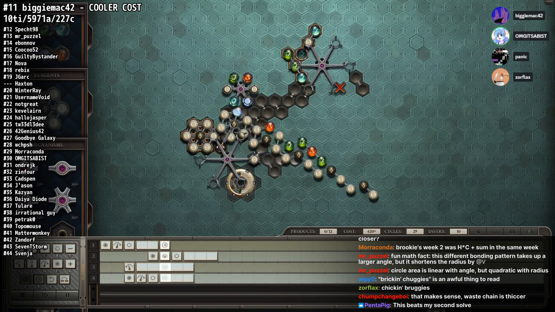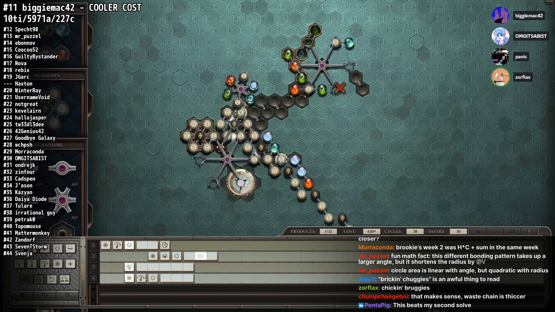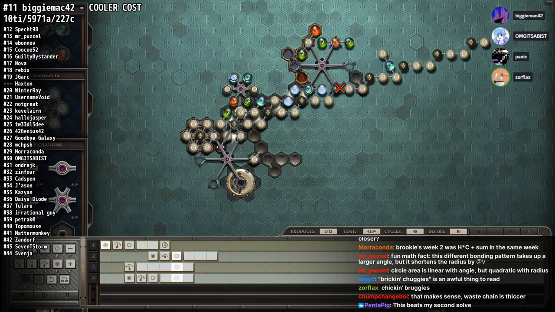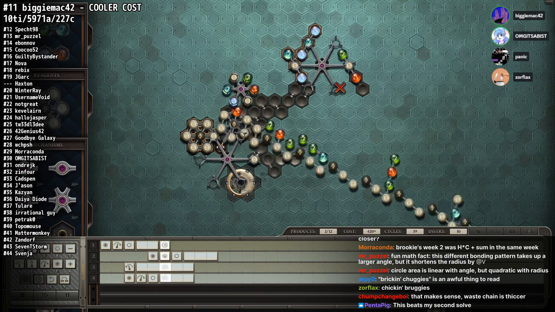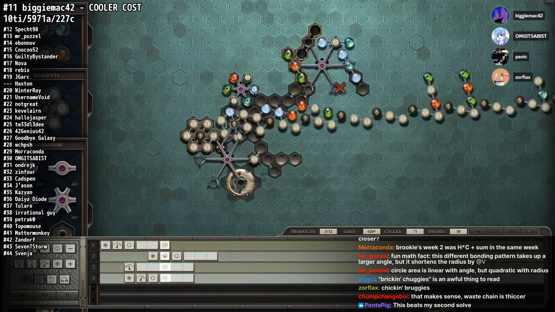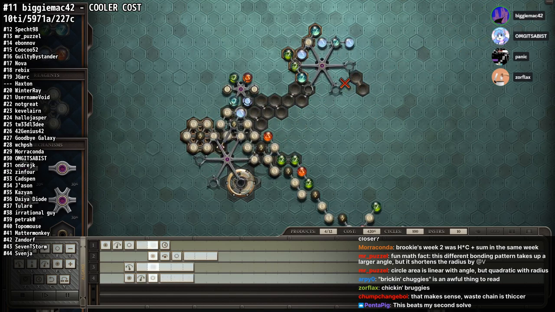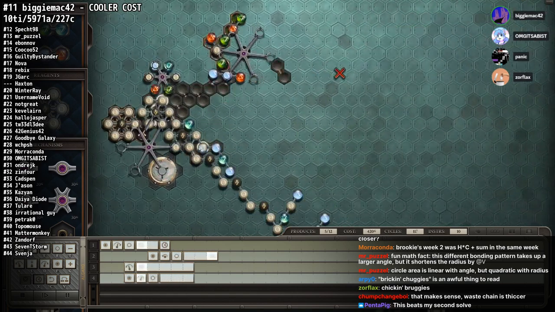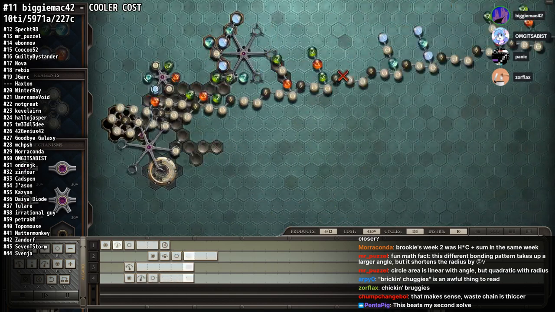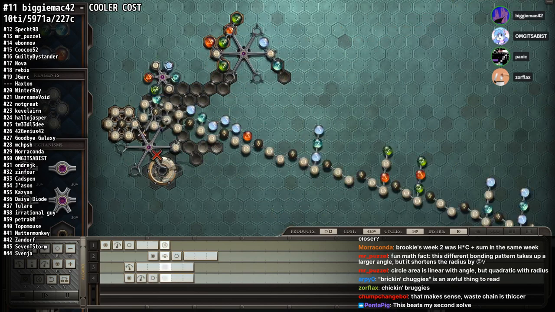Zorflax, what the hell do you have? I didn't lose a tissue bed, everyone. You have nailed the tissues this week. Yes, no tissues. Mine is thinner waste chain because I managed to debond one atom and put it into the disposal. Which is a small little win there.